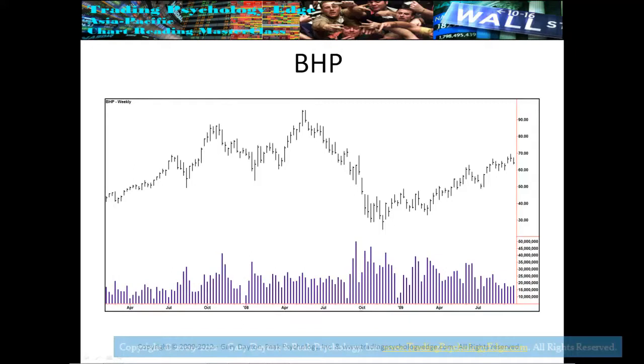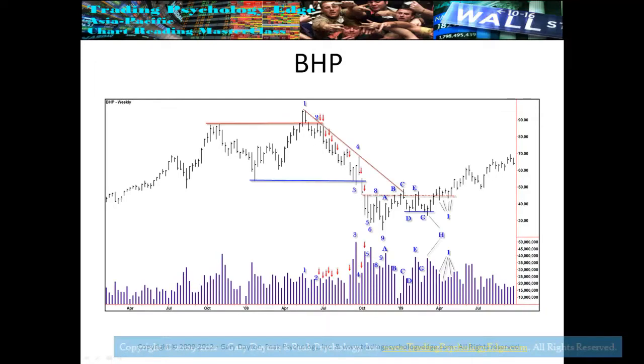Okay, so here's a naked chart of BHP. This is an Australian stock. It's a big mining stock. It's one of their largest miners, probably one of the largest mining companies in the world. And it's a nice stock to watch and trade.